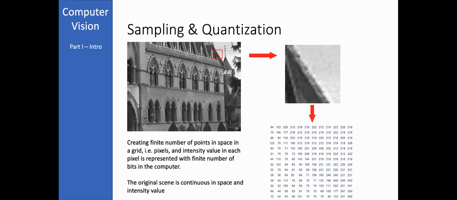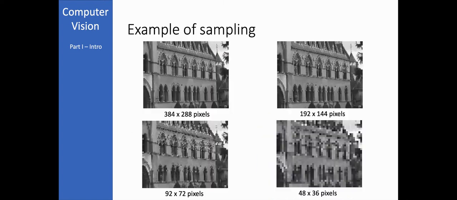Notice that the original scene was actually in continuous space and intensity values, but we cannot represent it in the computer. So digitization really applies both of the sampling and quantization automatically. Let's see the effect of sampling and quantization a bit further.